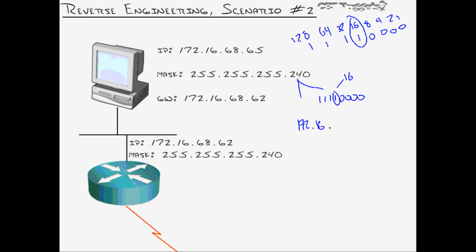We've got 172.16.68.0 where we'll begin and just start adding 16. 16, 32, 48, 64, 80. If we add 16, and we're good. We've passed both those numbers.